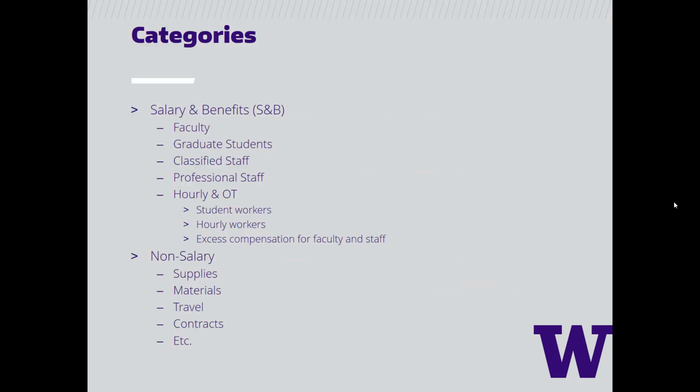Funding allocations by funding category. There are various funding categories of which we are allowed to allocate funds for the University of Washington-Bothell. Primarily, it is salaries and benefits and non-salary. Within salaries and benefits, we can allocate funds to faculty, graduate students, classified staff, professional staff, and hourly and OT. Within hourly and overtime, we are talking about student workers, hourly workers, and any faculty or staff who might be receiving excess compensation for additional duties. Within non-salary, it can be any number of activities to include but not limited to supplies, materials, travel, any contracts.